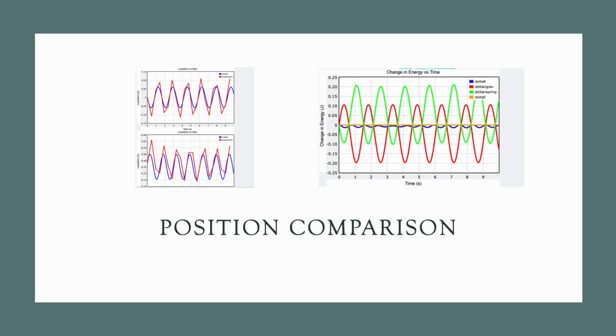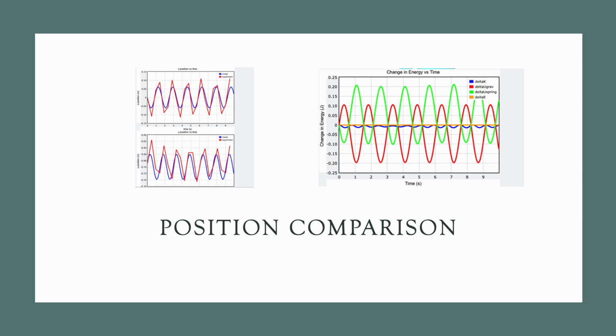Position comparison. On the right, we have the energy versus time graph, and on the left, I know it might be kind of hard to see, but the top left graph is the X position versus time, and the bottom left graph is the Y position versus time. By looking at the comparison, the model follows the same overall oscillating motion as the experimental data. The peaks, valleys, and general pattern of the motion are very similar, showing that the simulation captures the behavior of the real system quite well.